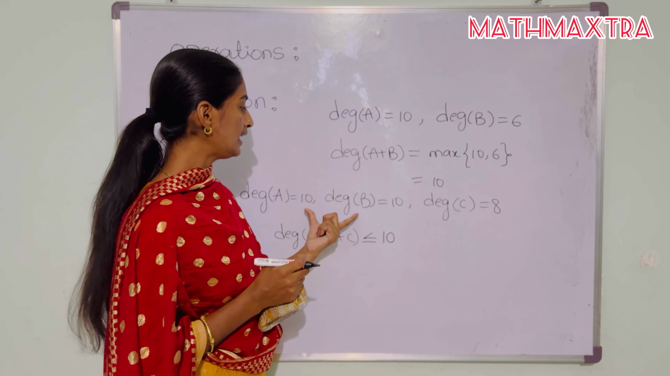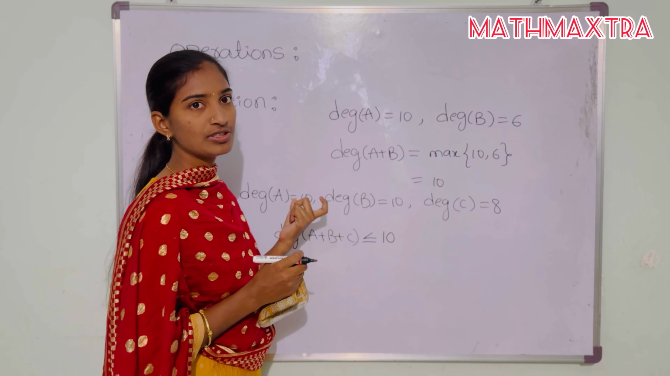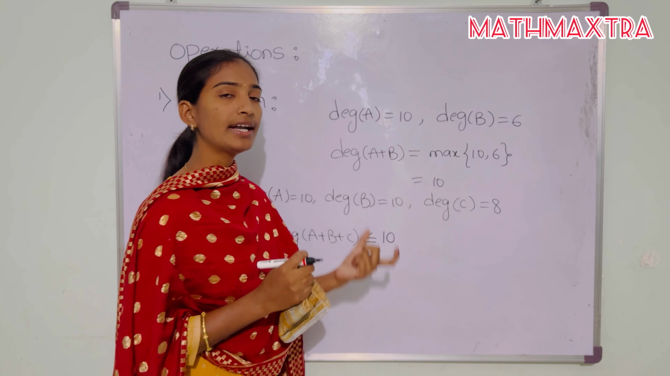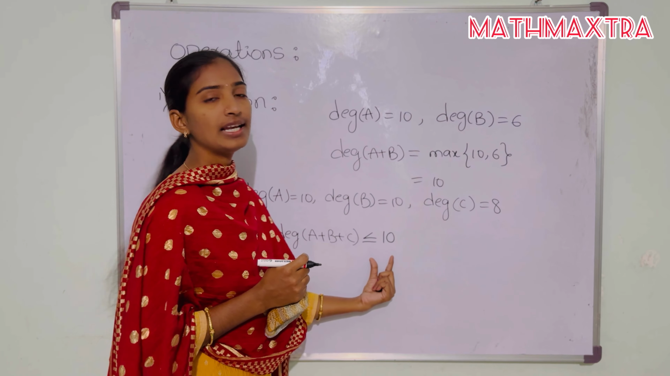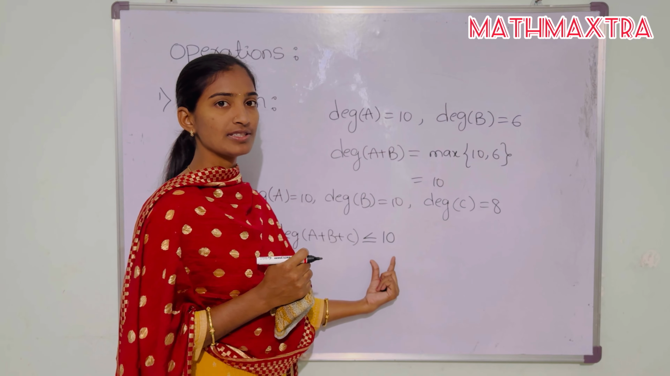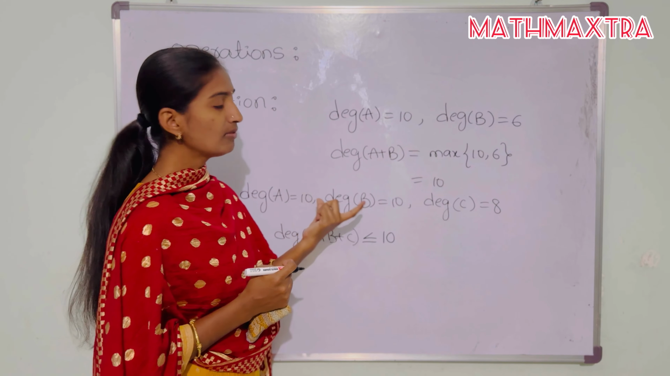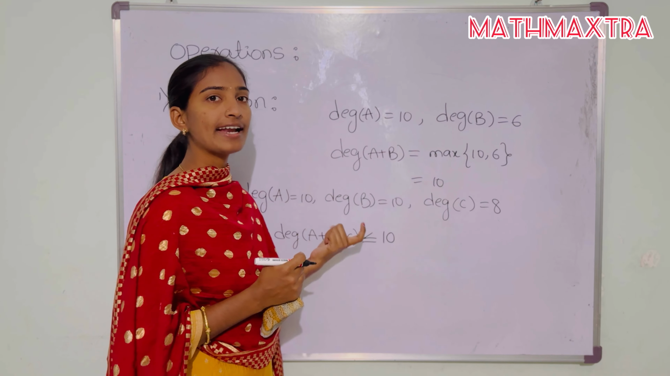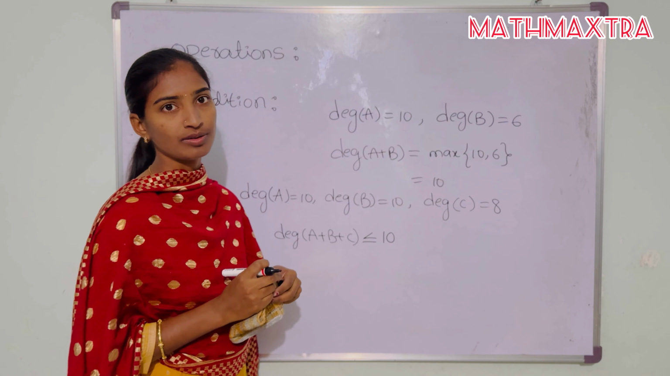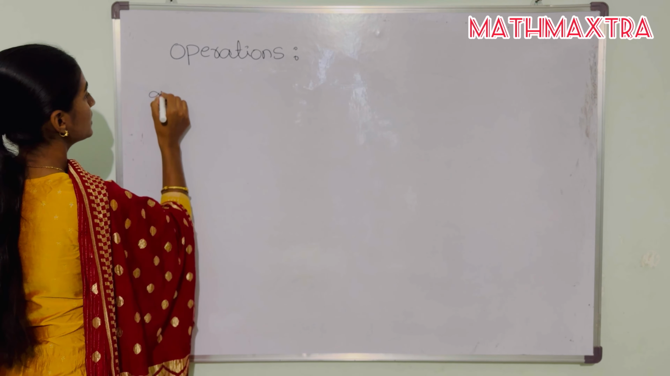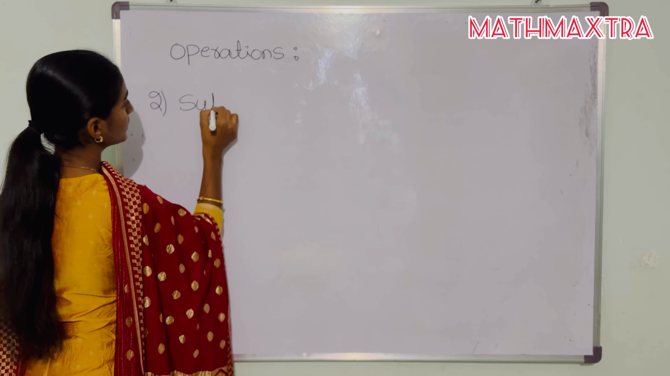If any two expressions' degrees are the same, then the degree of the sum of those expressions is always less than or equal to that number. So at that time we cannot say exactly what the degree of that expression is. Okay. The second operation is subtraction.